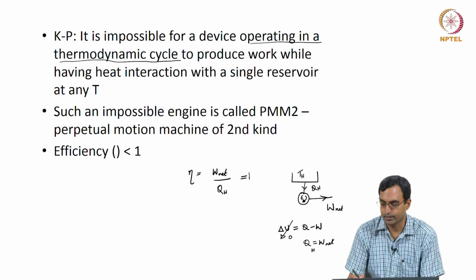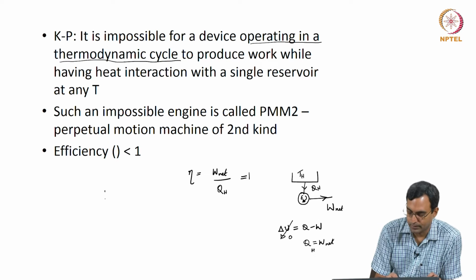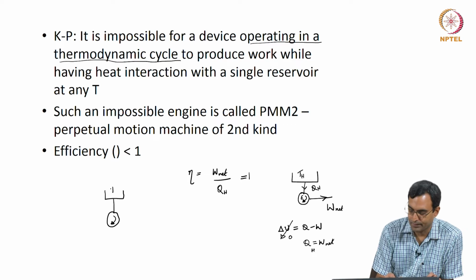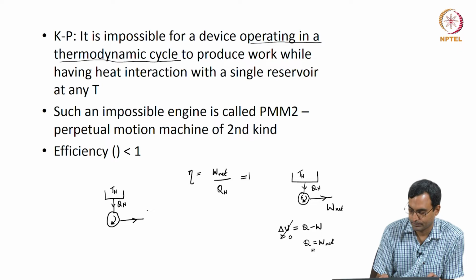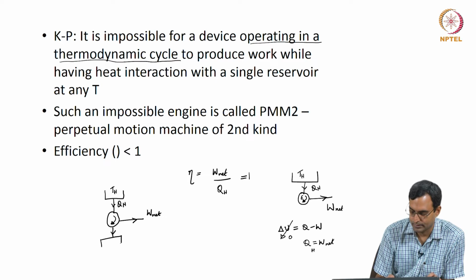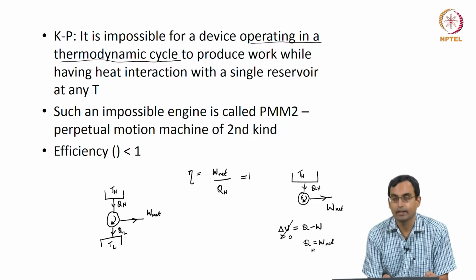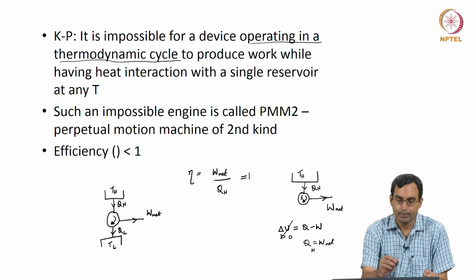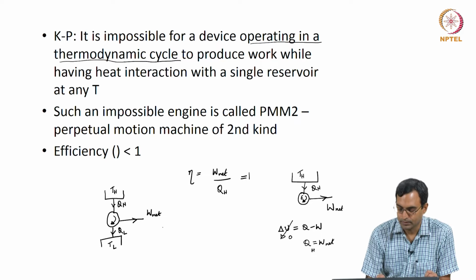If this is not possible, then what is possible is the kind of figure we were drawing earlier, where we have a high temperature reservoir, we take some heat from it, we do some work, and then we have some heat rejected. The second law says this QL cannot be 0. In this case, what we essentially did is we said QL is 0. The Kelvin-Planck statement of the second law says that QL cannot be 0. So the efficiency is W net by QH as before.